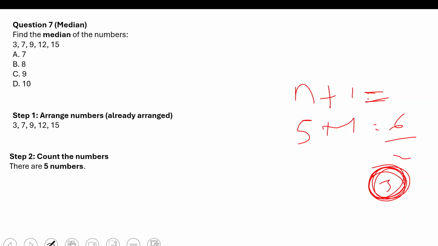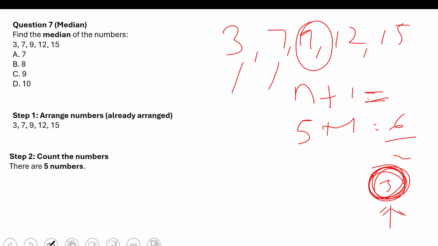So the distribution again, according to the ascending order, is 3, 7, 9, 12, and 15. So to get the median, I'll just use this 3 position. 1, 2, 3 is where my median is residing. The number in that 3 position is 9. So 9 is my answer, right?